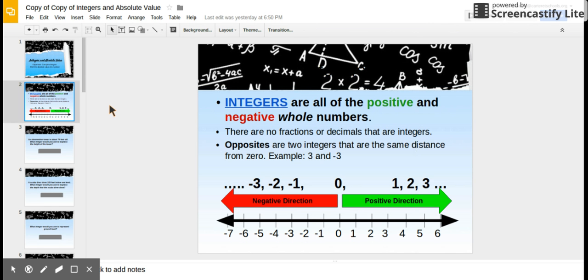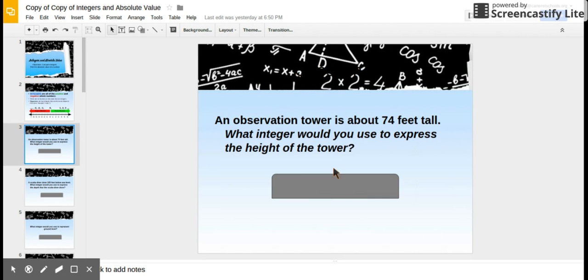Integers are all of the positive and negative whole numbers. In other words, there are no fractions and there are no decimals that are integers. Opposites are two integers that are the same distance from zero. For example, 3 and negative 3. So if you start at 0 and you count 1, 2, 3 in the positive direction, start at 0, count 1, 2, 3 in the negative direction, they are both the same distance from 0. That makes them opposites.